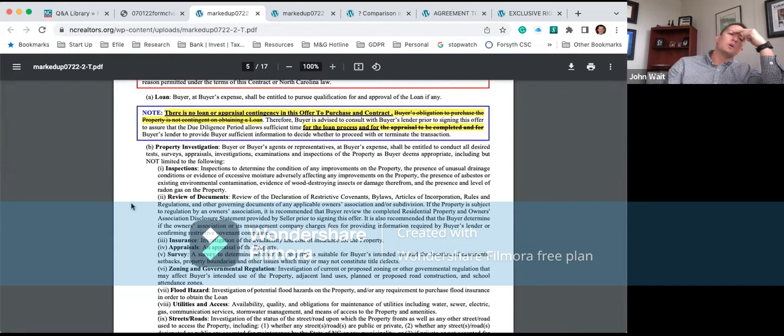Now, this note was clarified to make more clear what is already in the contract. This was already there. There's no contingencies anymore in this contract except for one that I will talk about later on. There's only one contingency in this entire contract. Appraisal is not one of them.